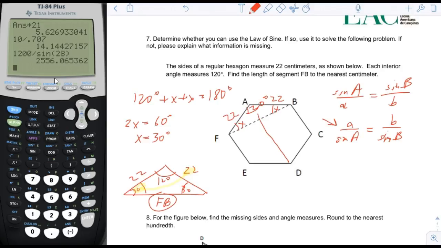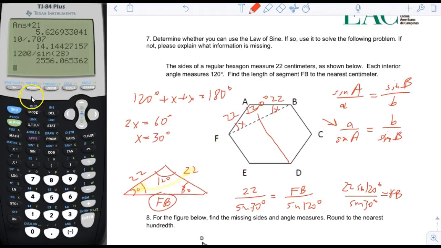So let's do side 22 divided by the sine of 30 degrees, and we're going to make that equal to FB divided by the sine of the angle opposite FB, which is 120 degrees. Okay, and then we're just going to multiply both sides by the sine of 120 degrees. 22 over the sine of 30 degrees times the sine of 120 degrees equals FB.